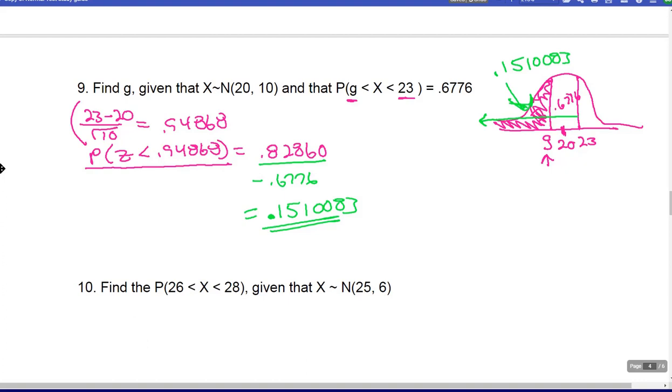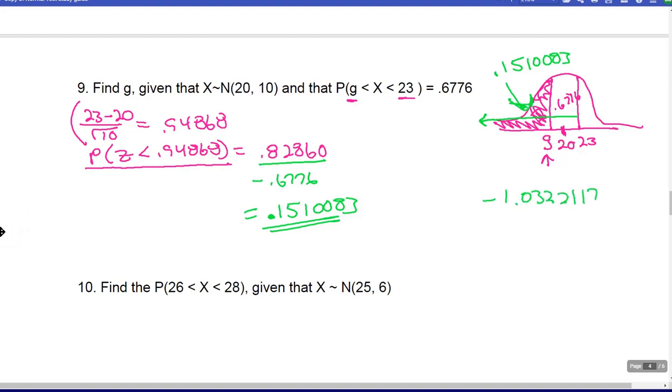So that's when you would use inverse normal, right? Exactly, because see, now I'm putting in an area. What's the area? 0.1510083. Okay? Now, what's my z-score? Negative 1.032.